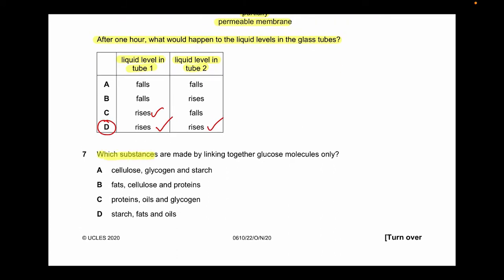Which substances are made by linking together glucose molecules only? Glucose molecules can be made into cellulose, it can be made into glycogen or starch. We know that fats are not made from glucose, neither proteins or oils are made from glucose. So options B, C, D are wrong, and option A is the correct answer.